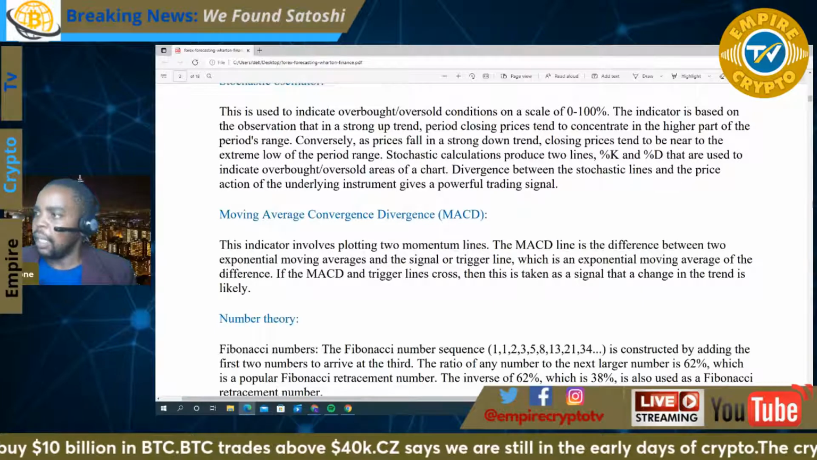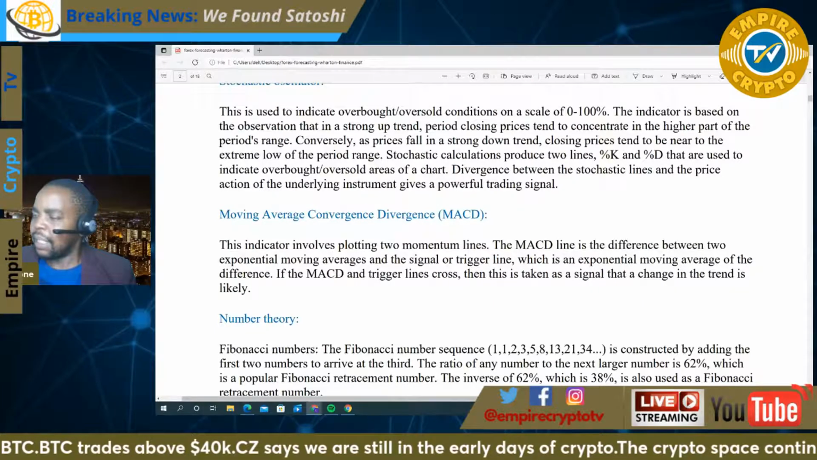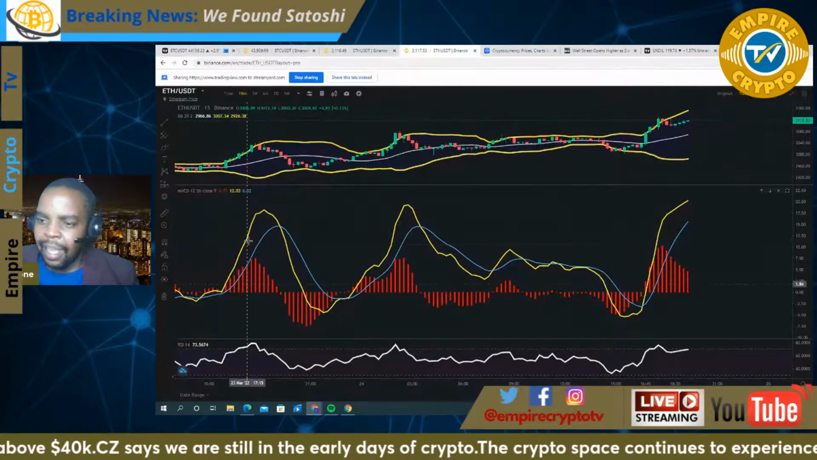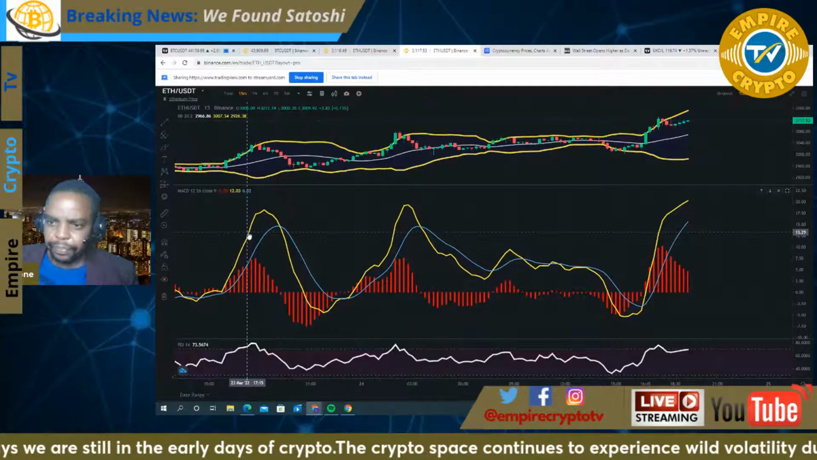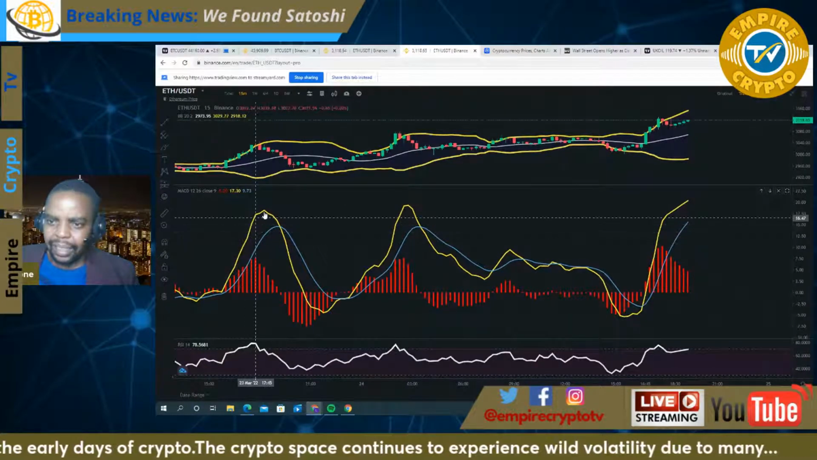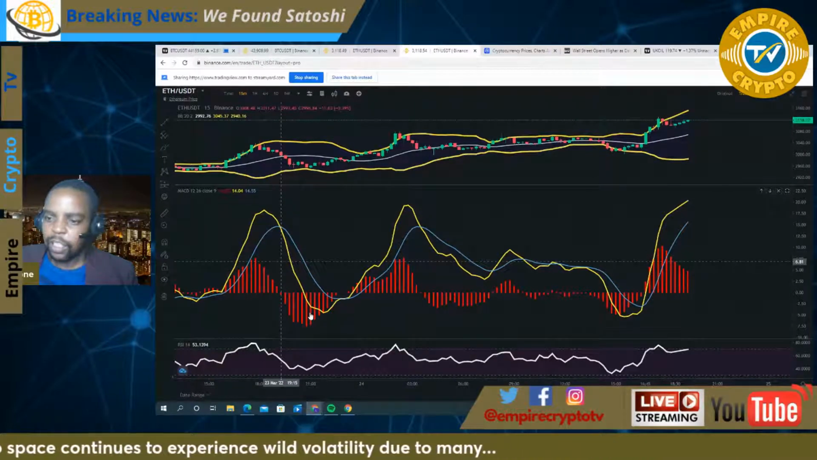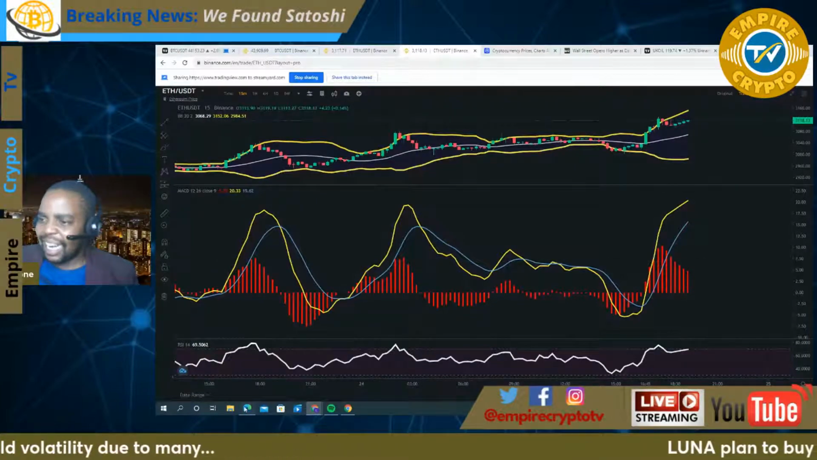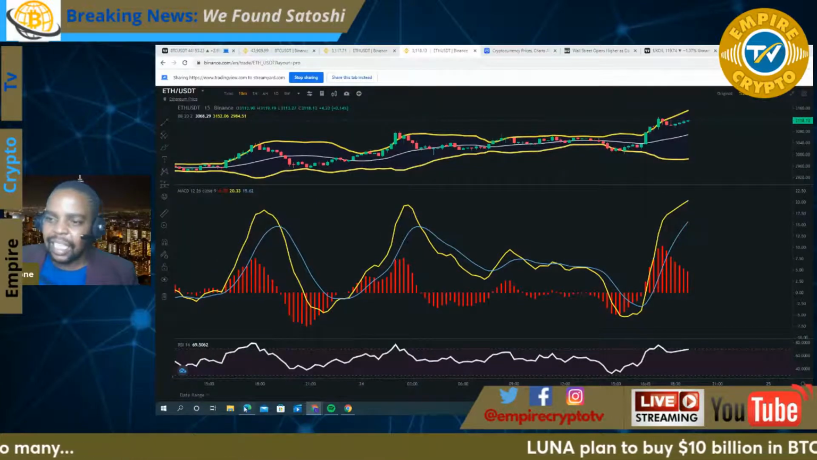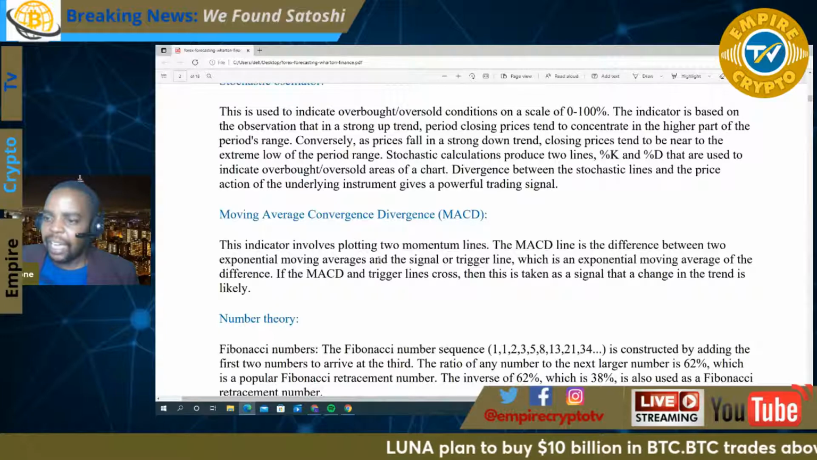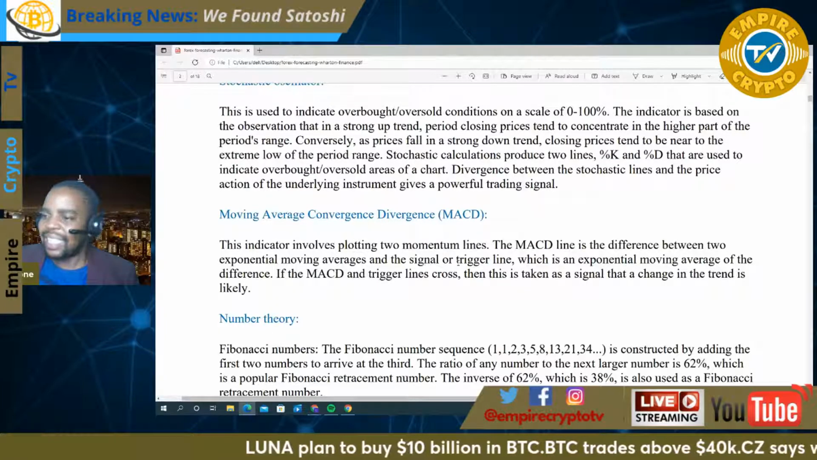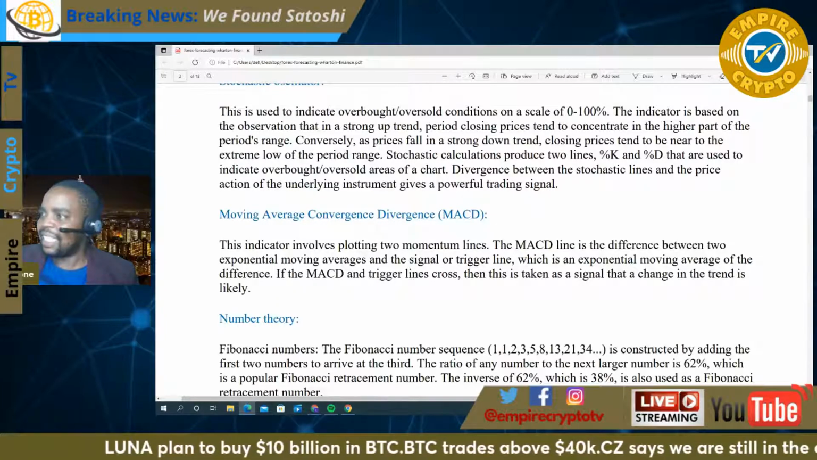Simple. Let me just explain it. This is the MACD, the yellow line right there. This is the MACD, moving average convergence divergence, and the signal line that they speak about. Let me just refer back to the notes. The signal line or the trigger line, it says here exponential moving average, and the signal or the trigger line. This is the trigger line.